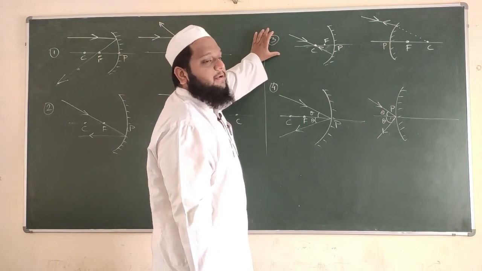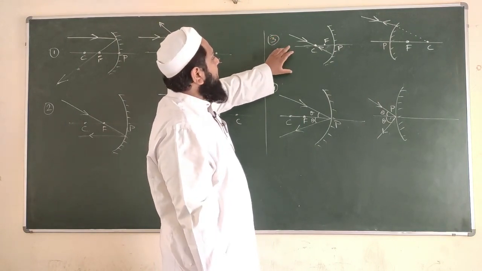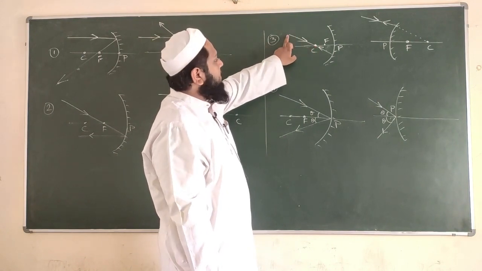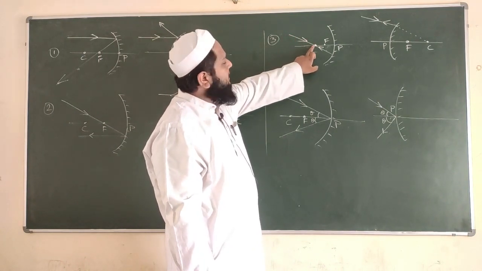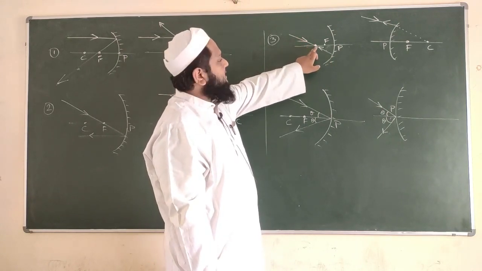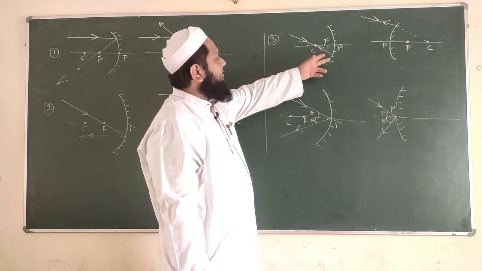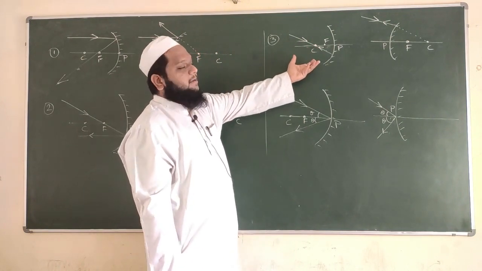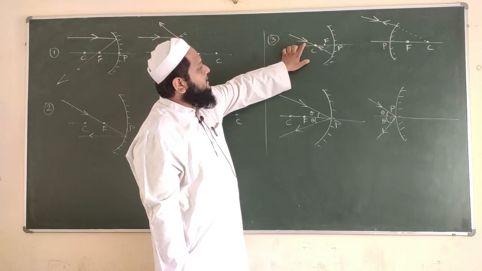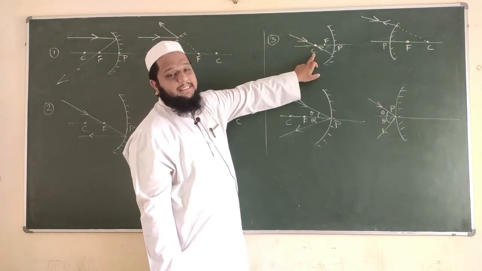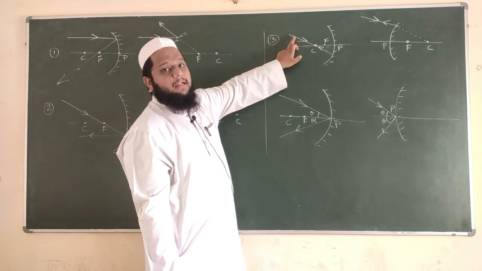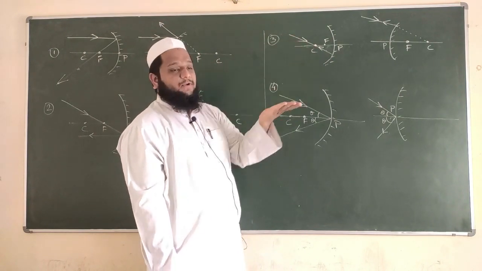The third way of finding out the ray: any ray which passes through the center of curvature. When the incident ray is passing through the center of curvature, after reflection, it traces back the same path. I repeat, if you are not able to understand the new keywords: any incident ray passing through C, after reflection, will come back along the same line. Clear? This is like normal incidence for your plane mirror.